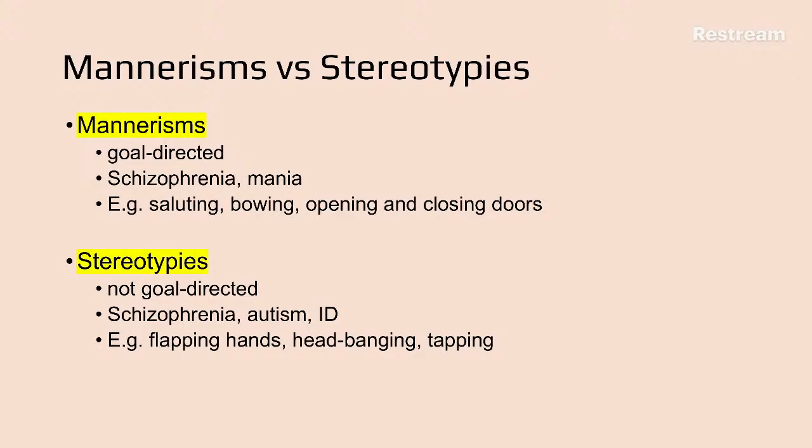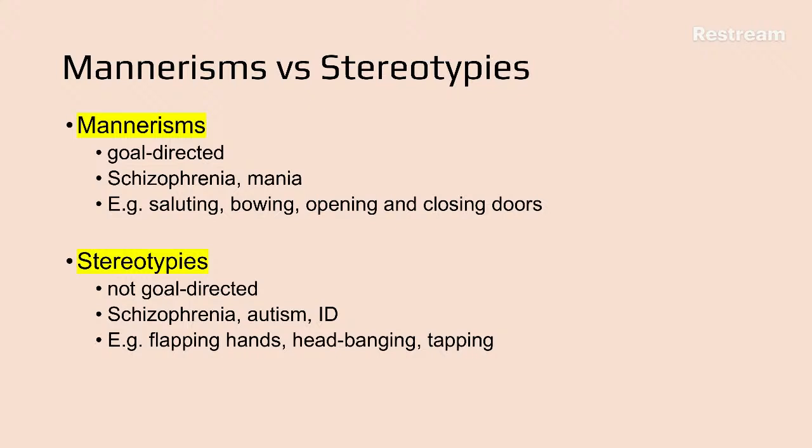Cool. So this is our first orange slide. It's not the most important distinction, but I just thought I would throw this in there so that we could all see what the orange slide is and what I'm trying to achieve with these orange slides, right? So our first orange slide is about the distinction between mannerisms versus stereotypes, right? Both are relevant in the context of behaviors that you're looking for when you're performing an MSE. Both mannerisms and stereotypes are repetitive behaviors, but the difference is one is goal-directed and the other is not. So mannerisms are goal-directed.